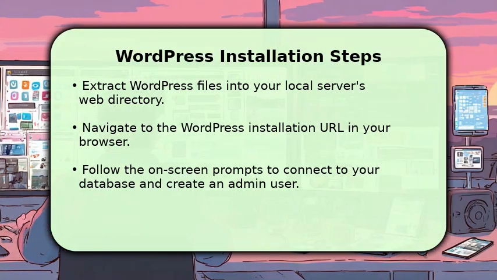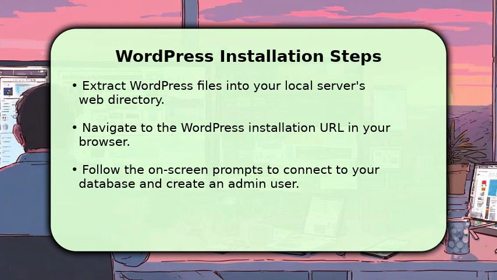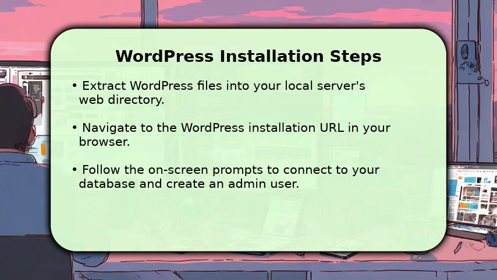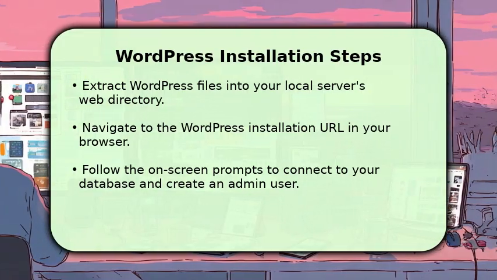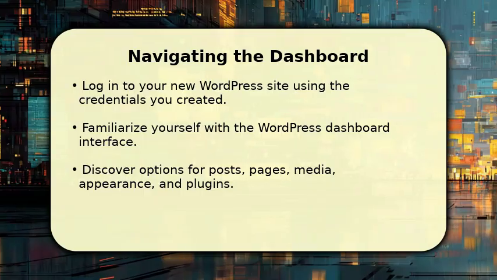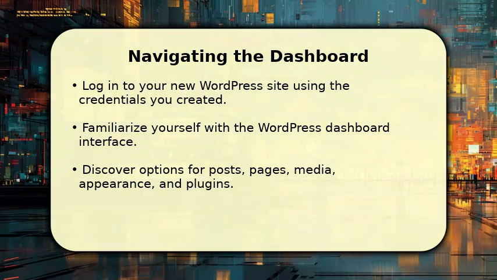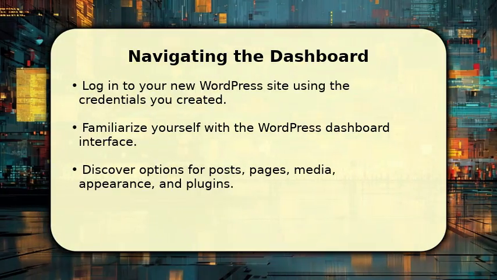Follow the on-screen instructions to connect to the database you just created and set up your administrator username and password. This completes the core setup. After successful installation, log in to your new WordPress site using the credentials you established. You'll be greeted by the WordPress dashboard, your central hub for managing everything.